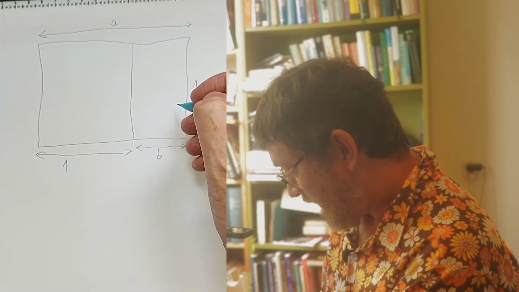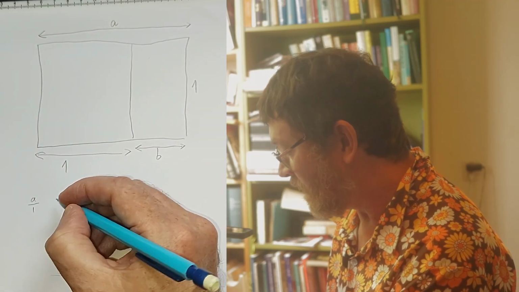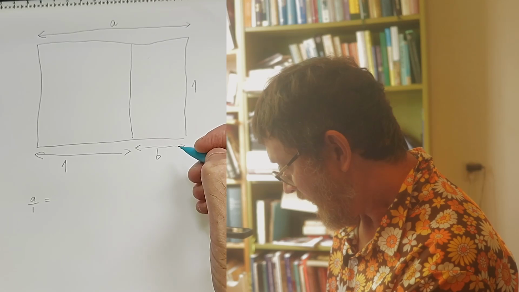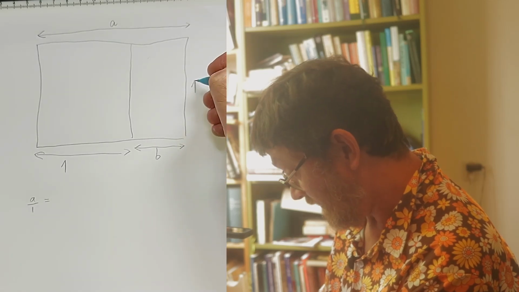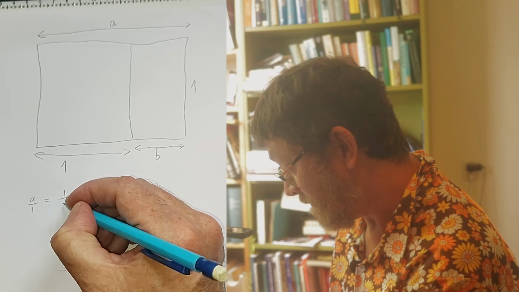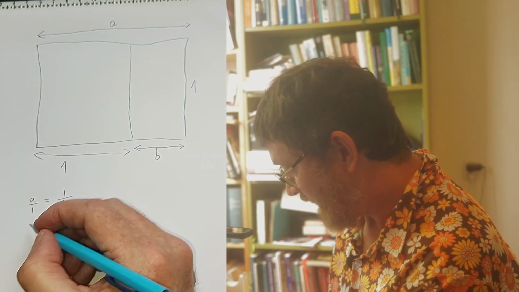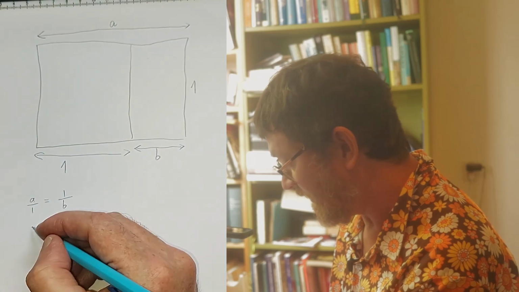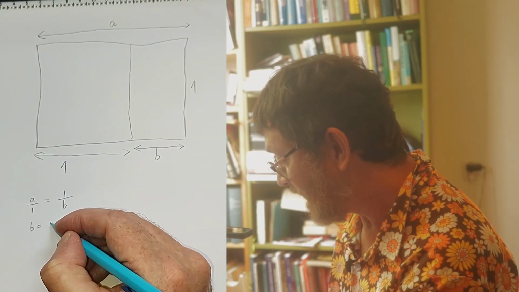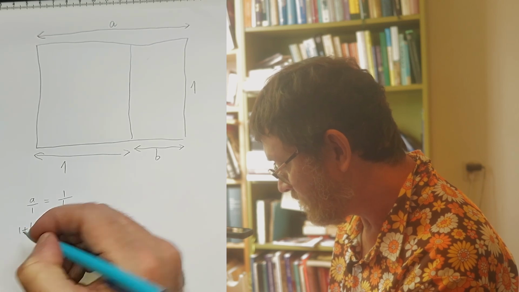So, the ratio of the big rectangle, let's just say that's A over 1, which is the same thing as A. And that's the same proportions as 1 over B. 1 is alongside here, A is alongside here, so A over 1 equals 1 over B. And we also know that B plus 1 is the same as A, so we can write 1 plus B equals A.